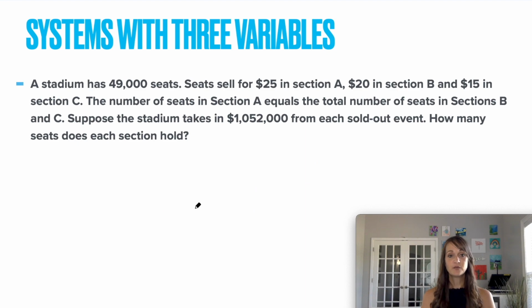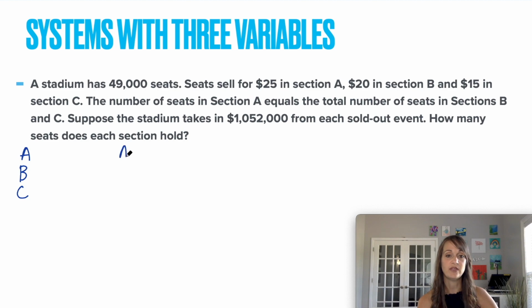A stadium has 49,000 seats. Seats sell for $25 in section A, $20 in section B, and $15 in section C. The number of seats in A equals the total number of seats in sections B and C. And suppose the stadium takes in $1,052,000 from each sold out event. So I'm going to use A, B, and C to represent the different sections. You could use X, Y, and Z, but since they actually tell us section A, B, and C, I'm going to go ahead and use those.